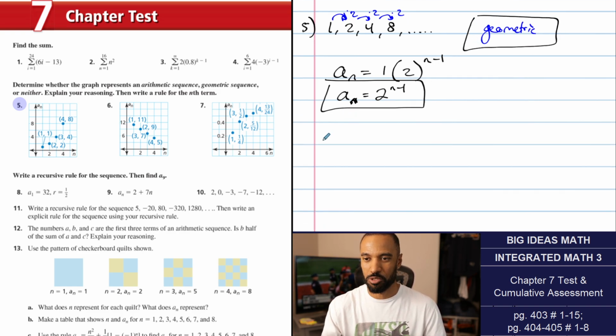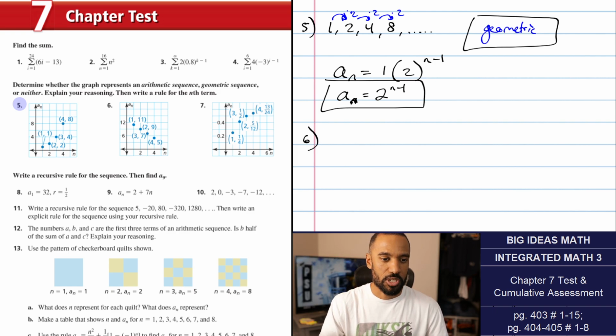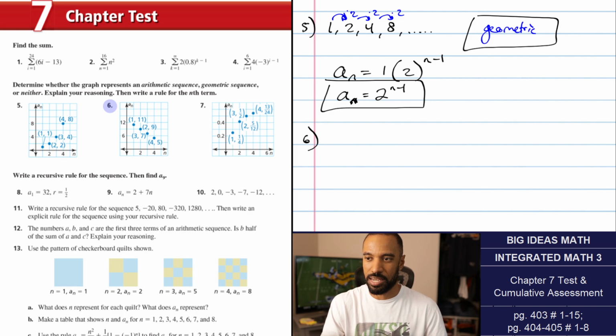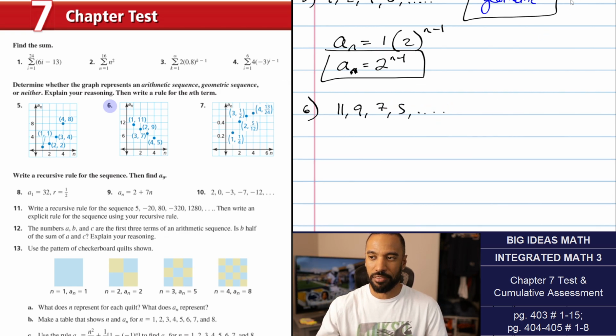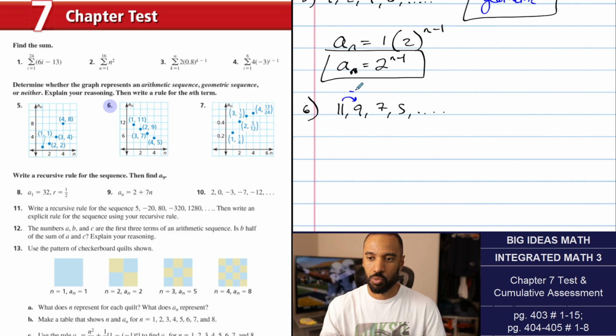It is a geometric sequence, by the way. Number 6. 6 appears arithmetic in that the points appear linear. We'll see if they indeed have a common difference. So the first term's 11, second term's 9, third term's 7, fourth term is 5, and so on. Yes, it appears to have a common difference of negative 2. We're subtracting 2 or adding negative 2 from one term to the next.